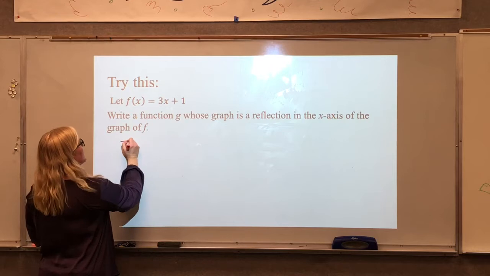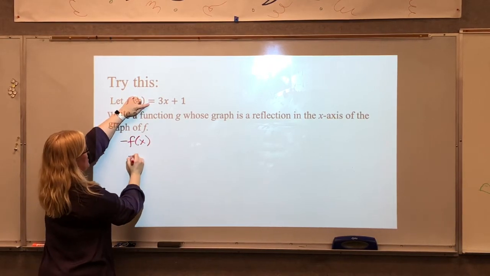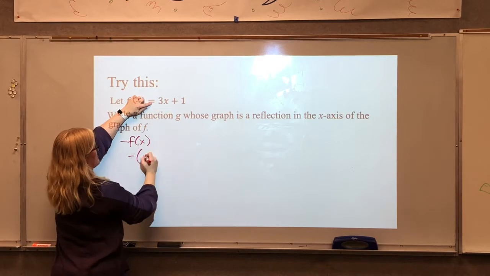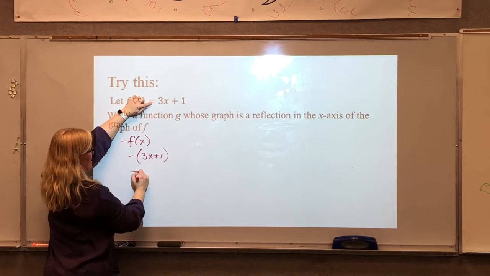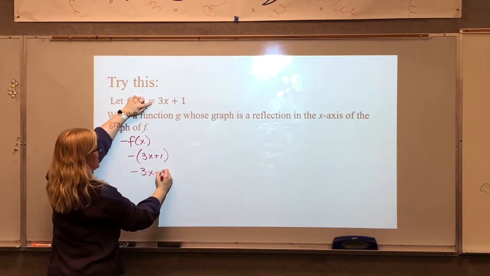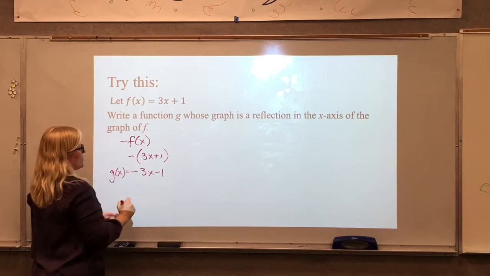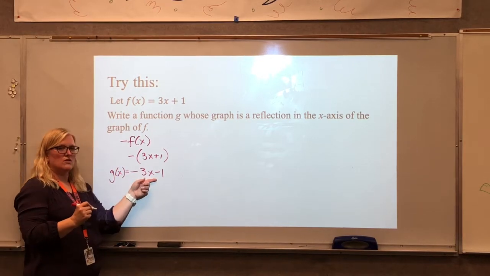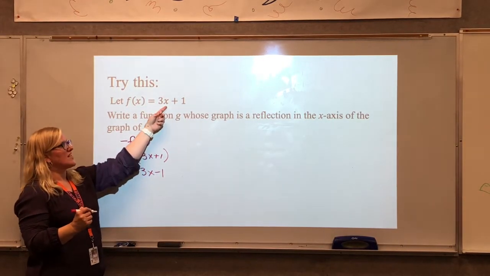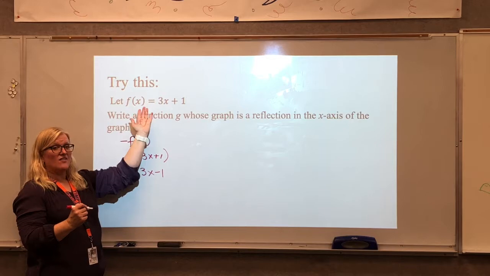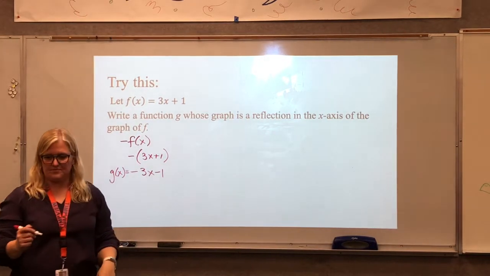Okay, so write a function g whose graph is a reflection in the x-axis. So again, that's negative f of x. So I'm just going to do negative f of x, 3x plus 1. We are going to distribute that negative, so I have a negative 3x minus 1, and they want us to call it g. So that is my new equation. So this is what happens when I take 3x plus 1 and they say flip it over the x-axis, and then that's what you have.